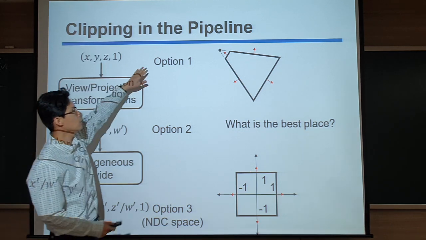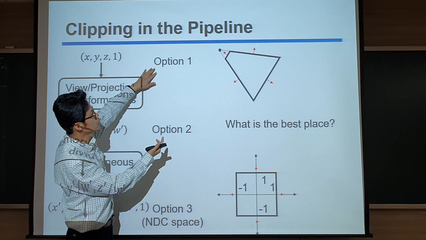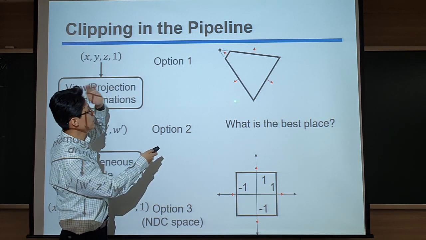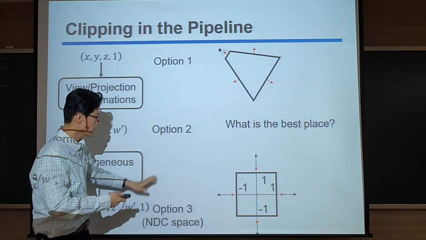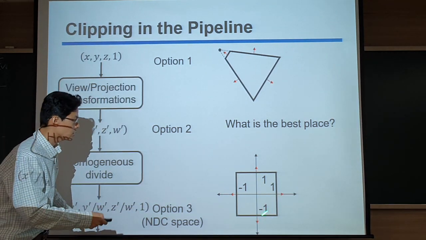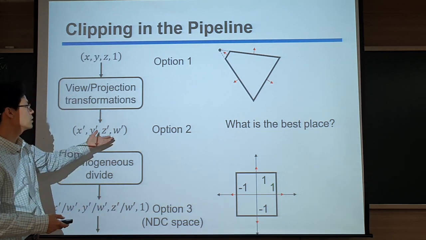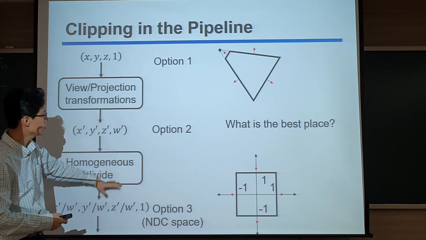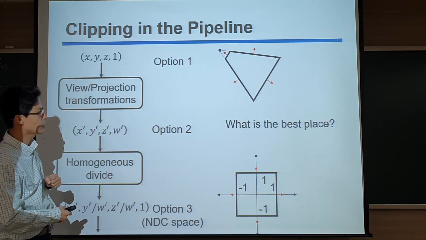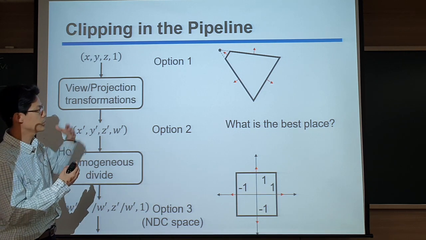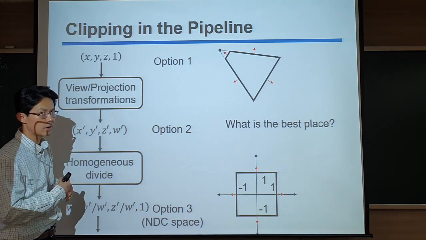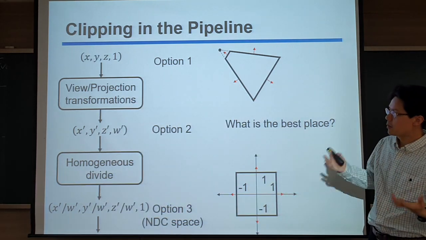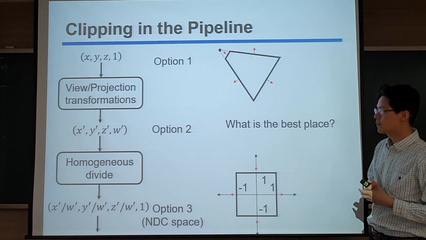We can do the view frustum clipping. For example, if I want to do the clipping against the view frustum, I can do the clipping here. Also, I can do the clipping in this canonical space. But we can also do the clipping at that space, before the homogeneous divide but after the view projection transformation. We can do this clipping in one place out of the three, right? What could be the best place in terms of performance?